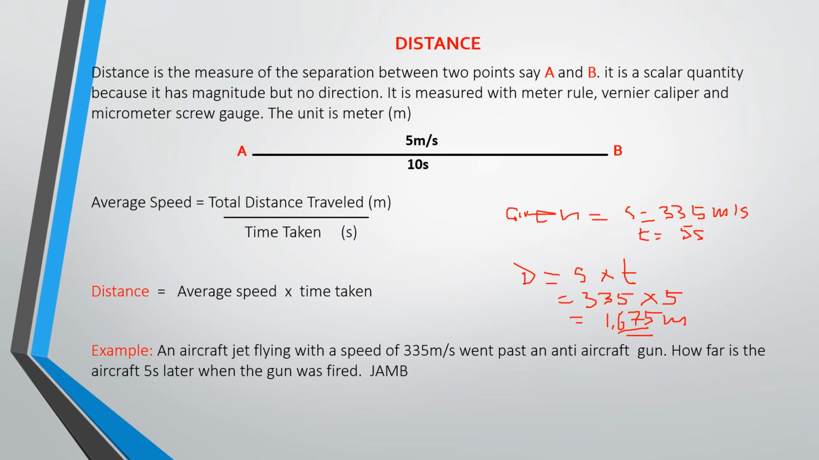So this is the distance that the aircraft will cover when the gun is fired. Yes, the aircraft will have covered this distance, 1675 meters, when the gun is fired. So basically, that is how you can solve for distance using this equation.